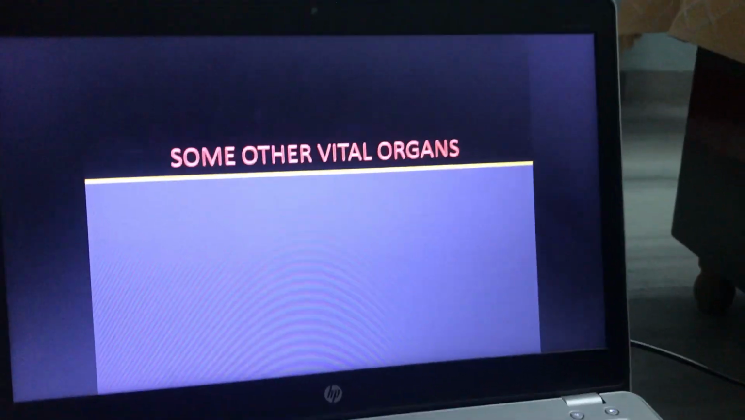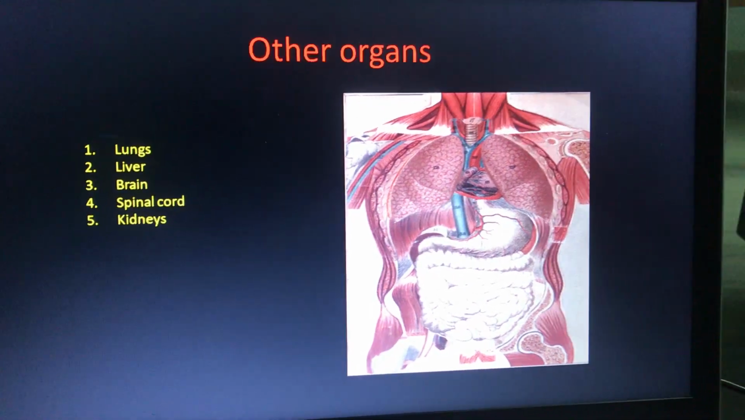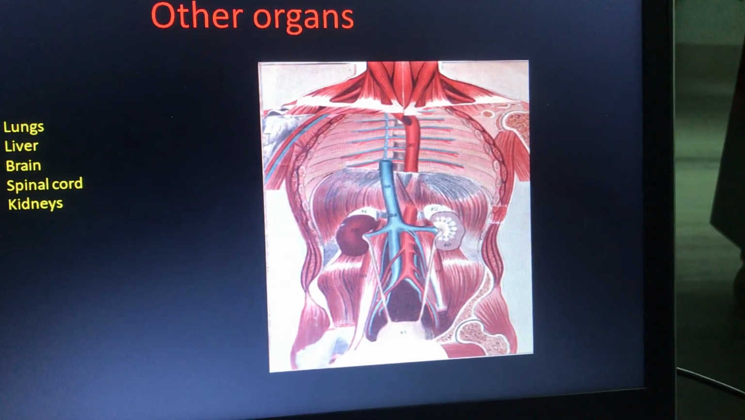Now let us look at some other vital organs, which are lungs, liver, brain, spinal cord, and kidneys. You can see in this video too.